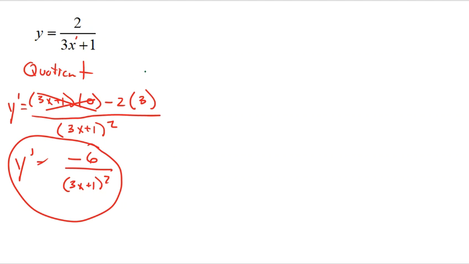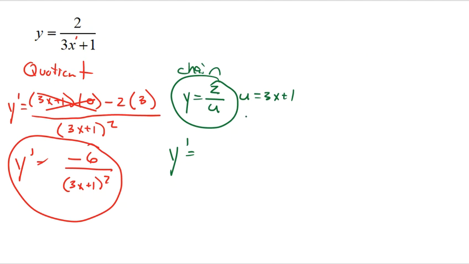All right, another way you could do this problem is using a version of the chain rule, where you say, okay, I'm going to let my parent function be 2 over u, and I'm going to let u equal 3x plus 1. So I have my parent function, y equals 2 over u, and u is the denominator, 3x plus 1. To find the derivative, I'm going to think about this as 2u to the negative 1.